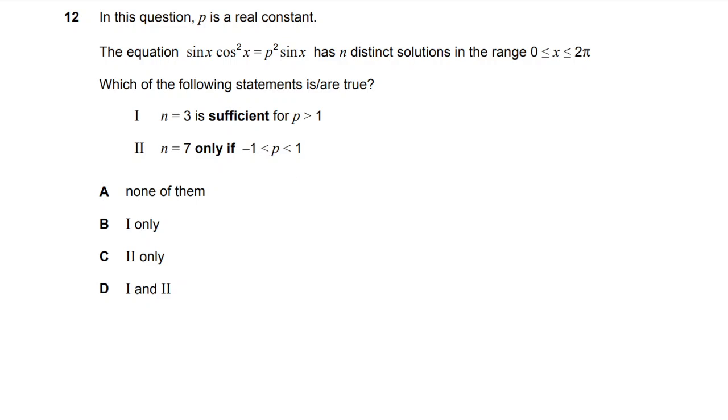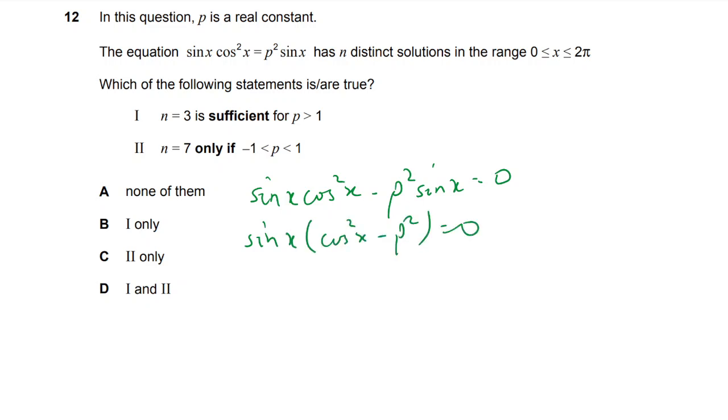So remember, it's very tempting to cancel sin x on both sides, but never do that. Never cancel expressions on both sides. So sin x cos squared x minus p squared sin x equals 0. Yeah, that's the proper way of doing it. And then you can factorize, right? So sin x brackets cos squared x minus p squared, and then you can factorize further: sin x (cos x plus p)(cos x minus p) equals 0. So far so good.